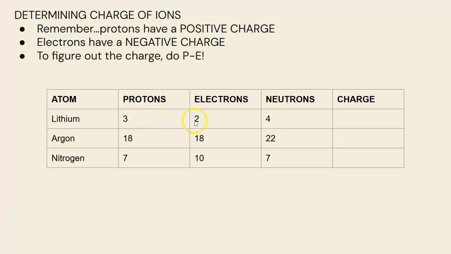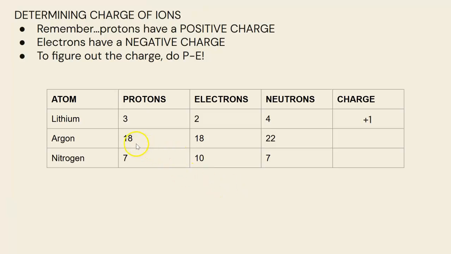So if we look here, this one has 3 protons and 2 electrons. If I do 3 minus 2, that's going to give me a positive 1, okay? So 3 minus 2 gives me a positive 1 charge.